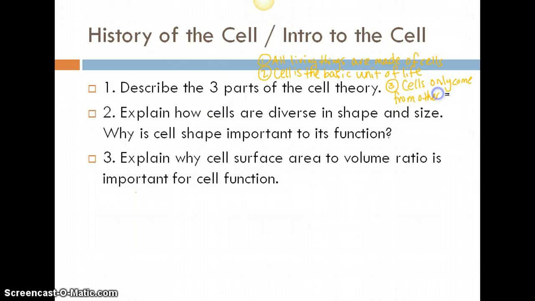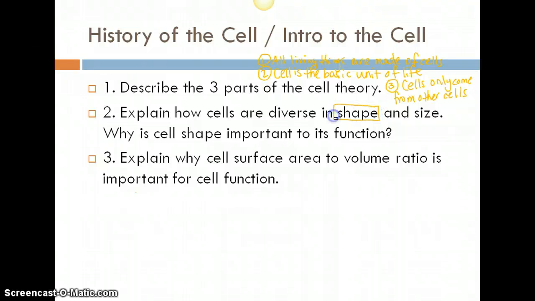Now you may want to look back over Leeuwenhoek and Hooke and Schleiden and Schwann and Virchow and what they did. You're not going to need to know dates, but just look back over what they did and how they determined these three parts of the cell theory. So explain how cells are diverse in shape and size.